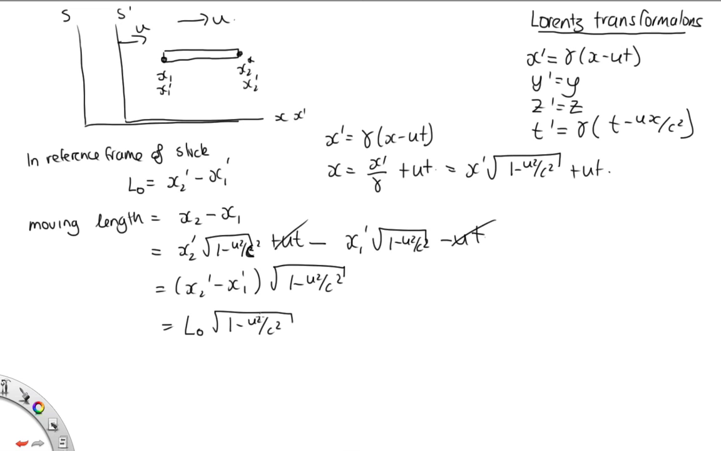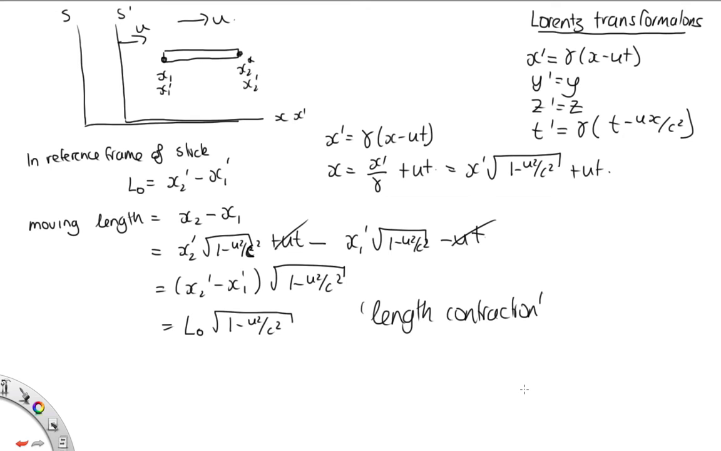Now, as long as u is not 0, this thing in the square root is a number between 0 and 1. So you can see that the length is actually going to be shorter. So this is called length contraction. And this is what happens to lengths along the direction of relative motion of these two frames.